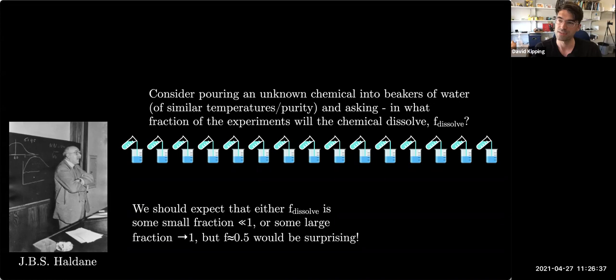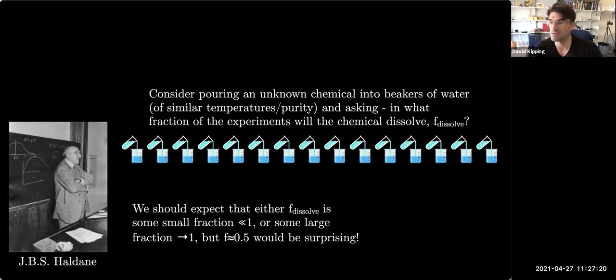I'm going to reference an example by John Haldane about this. John Haldane had an interesting perspective. He was a geneticist, a statistician, and a famous popular science writer from about a century ago. And he considered the following thought experiment. He said, imagine you have many beakers filled with water, and they're of similar temperature and similar purity. They're probably not identical, you can never get them identical to each other, but they're probably pretty similar. And you ask, in what fraction of these experiments, where I'm pouring an unknown chemical, let's call it chemical X, into these beakers, would I expect chemical X to dissolve in the water?